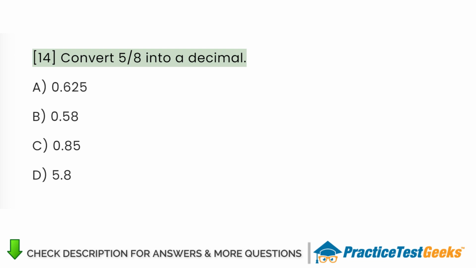Convert 5/8 into a decimal. A. 0.625. B. 0.58. C. 0.85. D. 5.8.